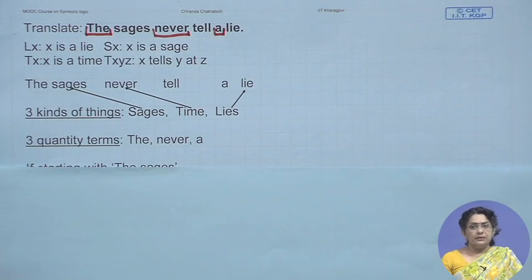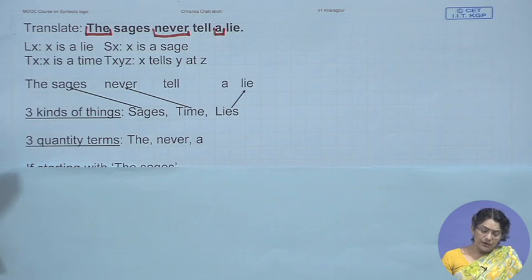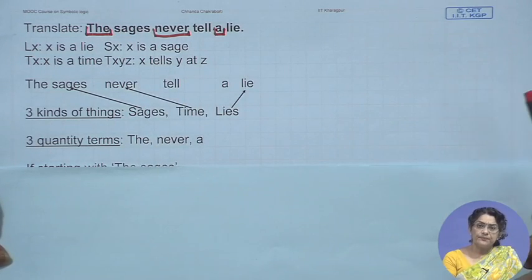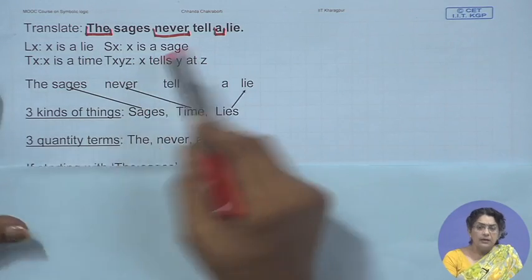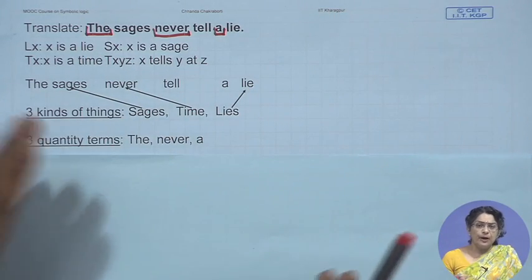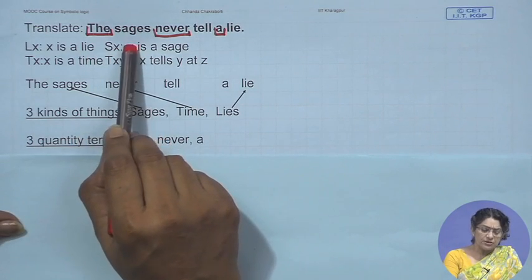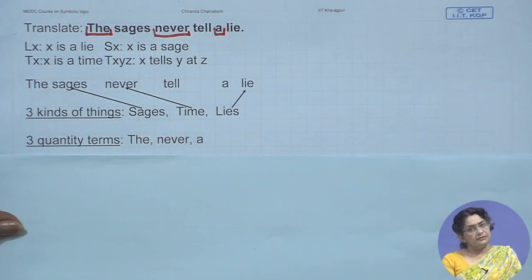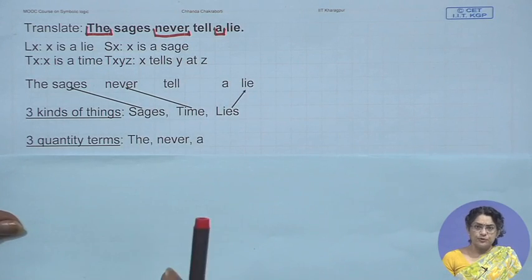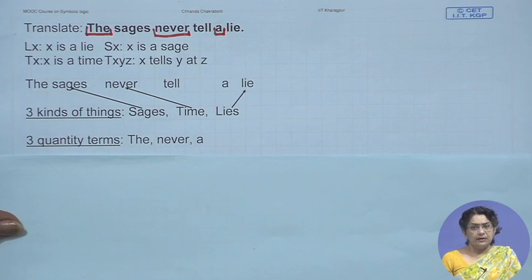At this point, let me tell you, you have three different choices for how you are going to read this sentence, how you are going to see the predication, right? You can start with the sages as the main group and say that we are talking about the sages, about whom the rest of the sentence is predication. So, sages are such that they never tell a lie. Get the predication. Sages is the subject and the whole thing is predicated to the sages. But you have a choice.